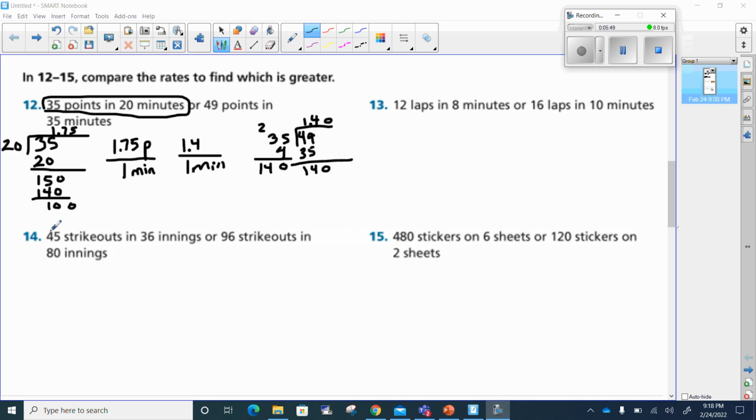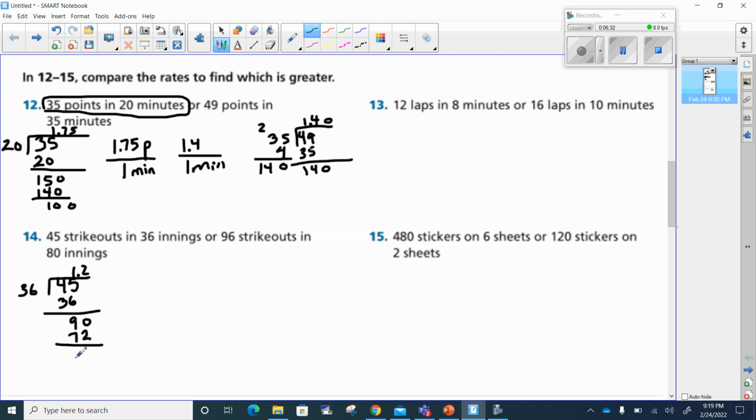All right, next, we're going on to number 14. Number 14 says, again, which is greater? 45 strikeouts in 36 innings or 96 strikeouts in 80. Over here, we got 45 in 36. So 36 goes into this one time, leaving us with 9. I'll add a 0 here. That's going to go into it 2 times, giving us 72.